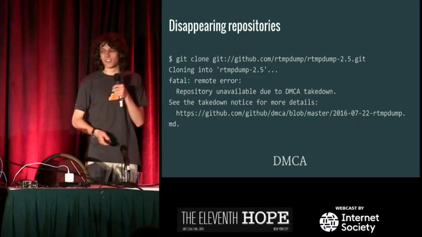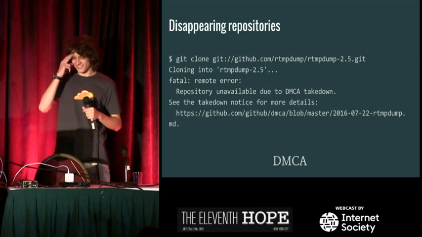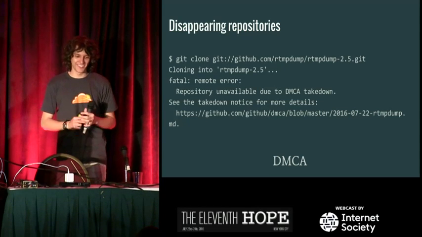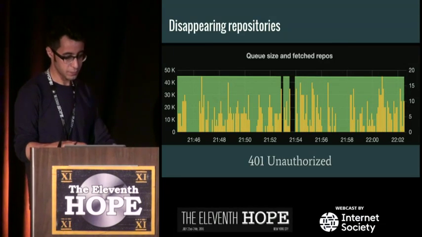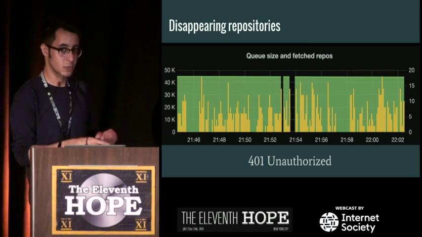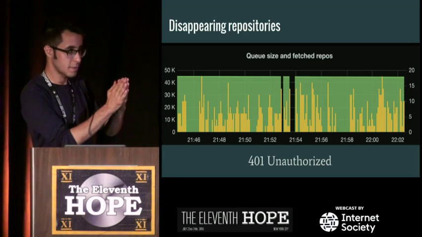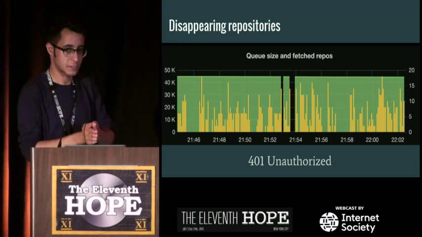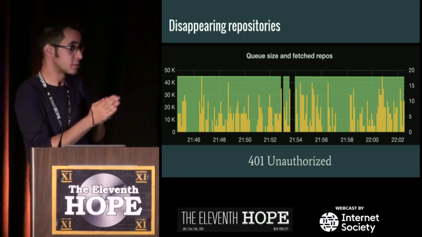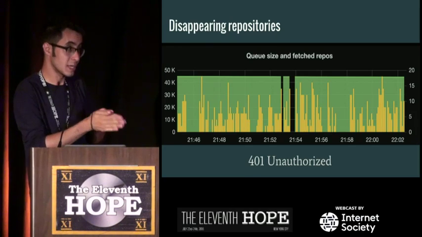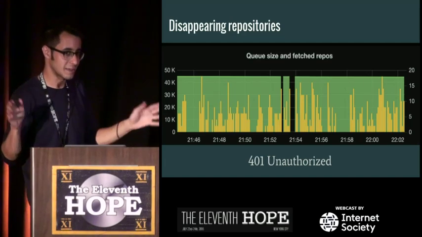So in this case, it was a DMCA. DMCA aside, when we figured out that we were getting 401s because the repo vanished in the amount of time between it being put on the queue and the fetcher fetching it, that really validated why we wanted to do this project, right? Repos really do disappear, although in this case it's a DMCA thing, so maybe not so valid.